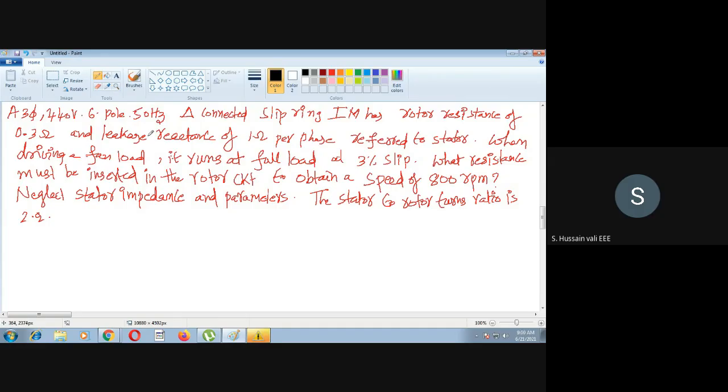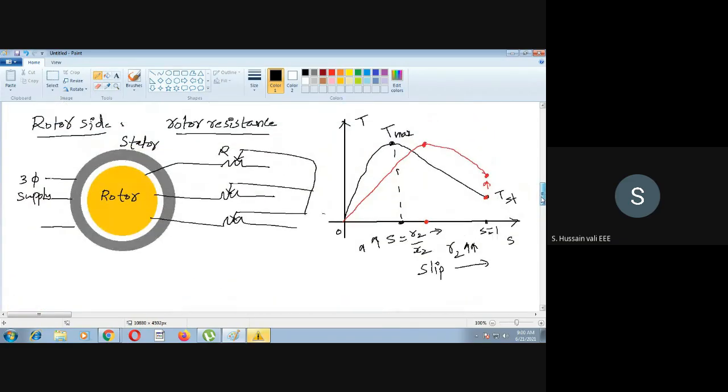So the data which he has given, based on the data we'll go ahead. He has said to neglect the stator impedance and the stator side parameters, so we will take it like that only. So how to go ahead? I will copy this picture here. I think this picture is suitable for us right now.